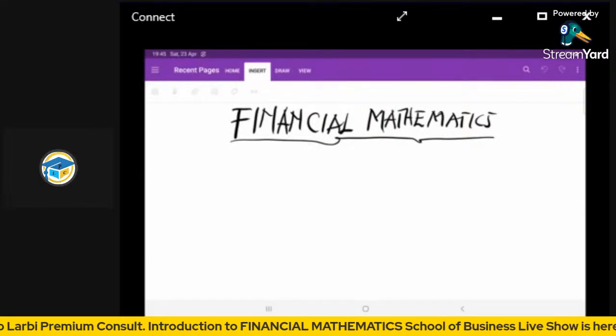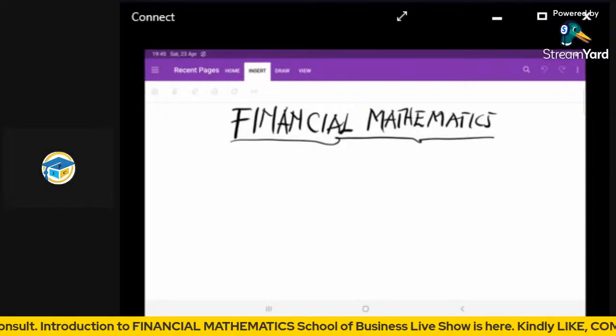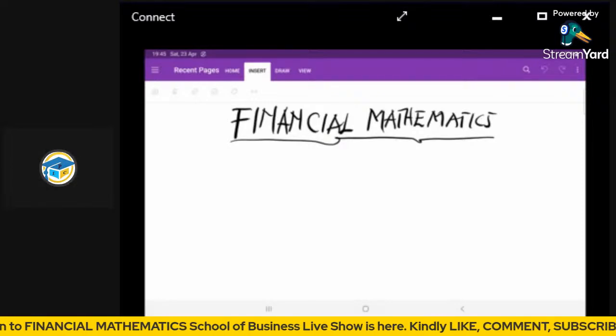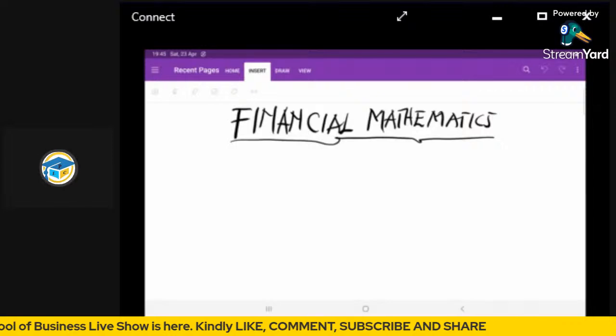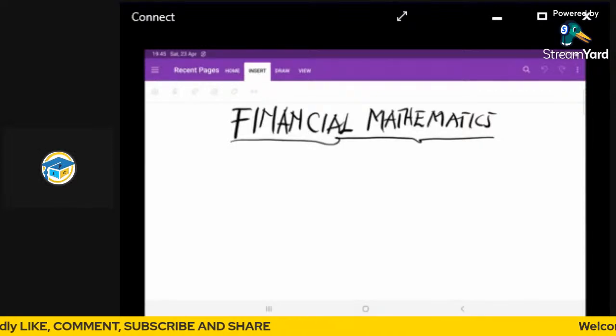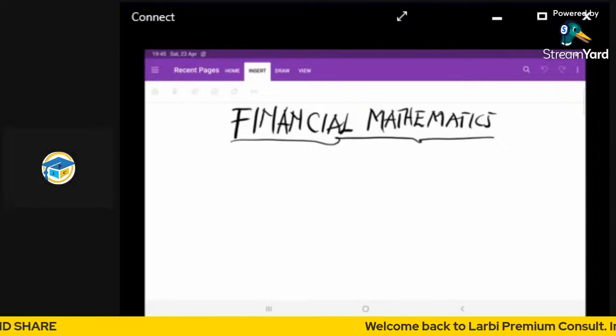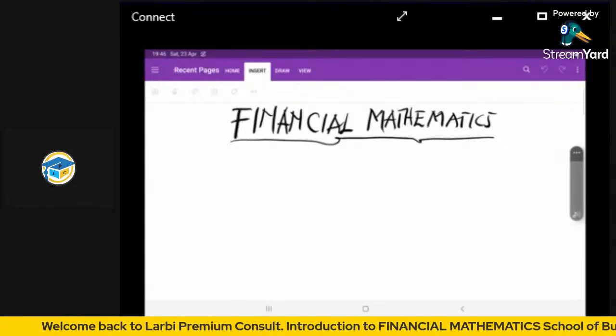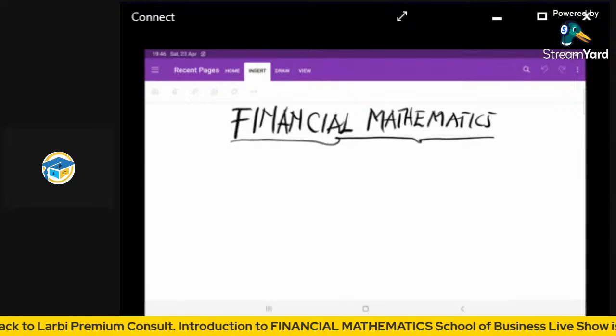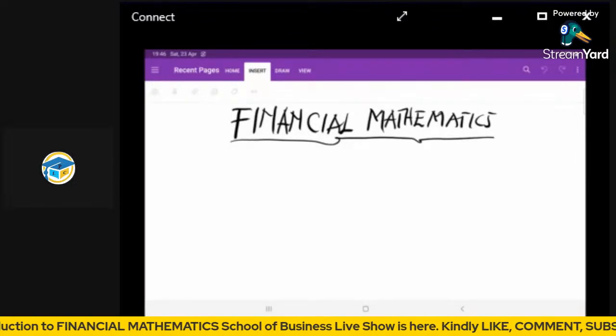So as you can see, we are going through financial mathematics as a concept that we mostly use in finance, in business decisions, and in other areas in that light. Let's take note of that. If you just joined us, welcome back to this live session. So what is financial mathematics? Before we get excited, we need to know the meaning of financial mathematics.